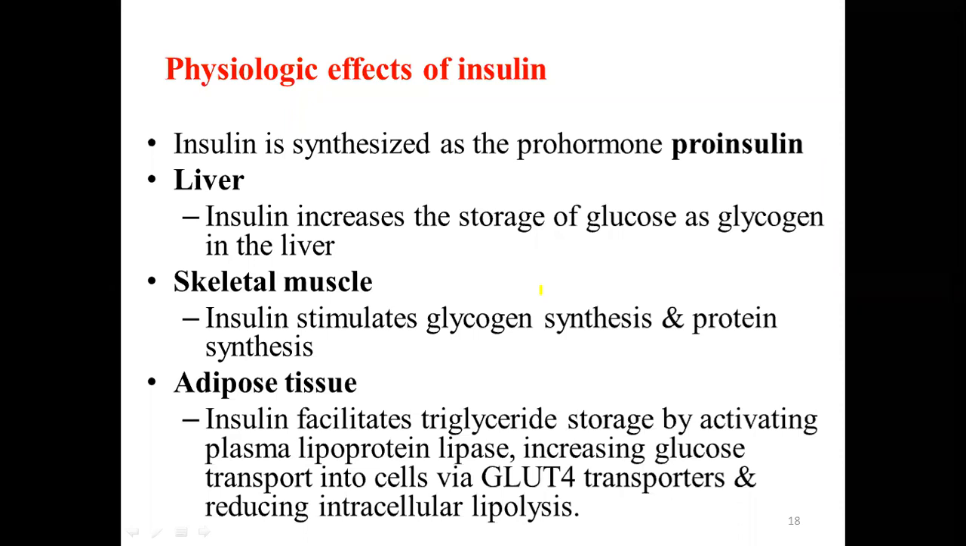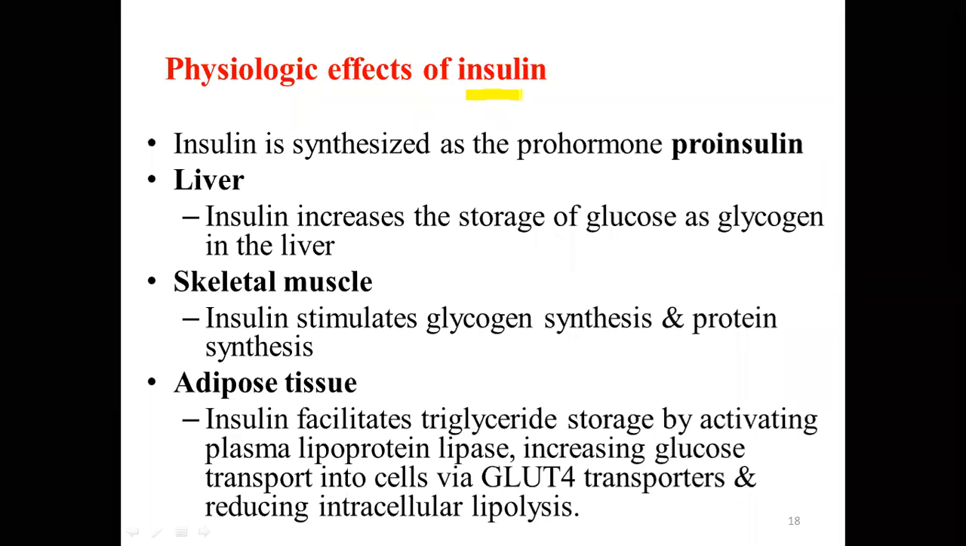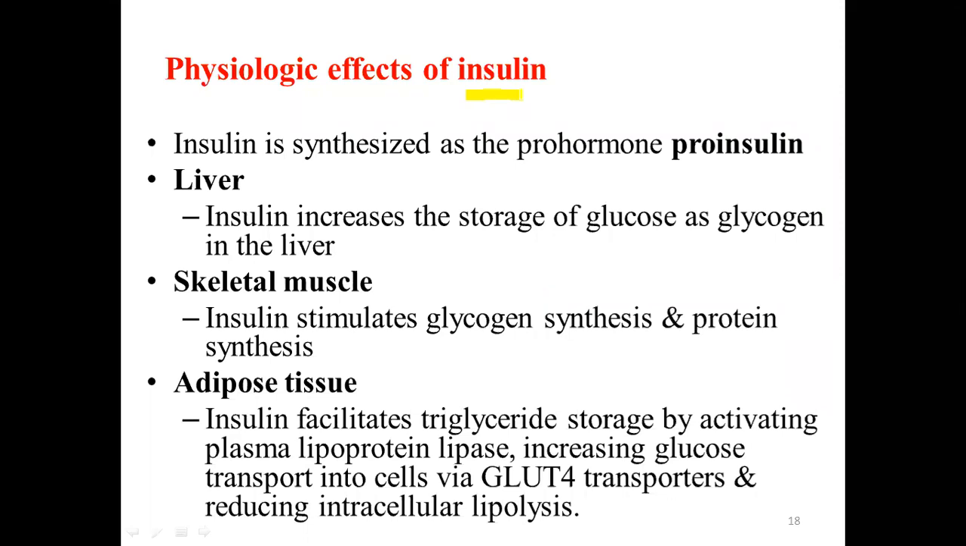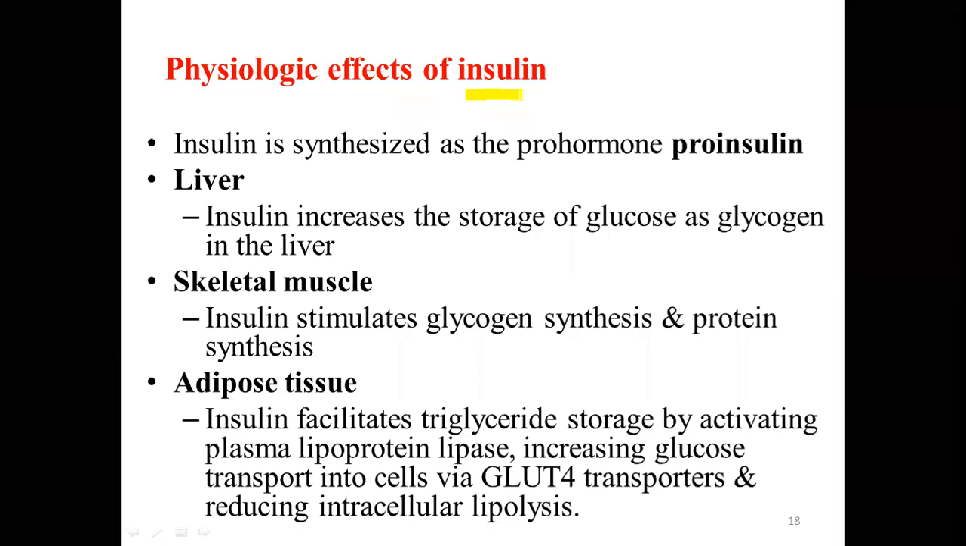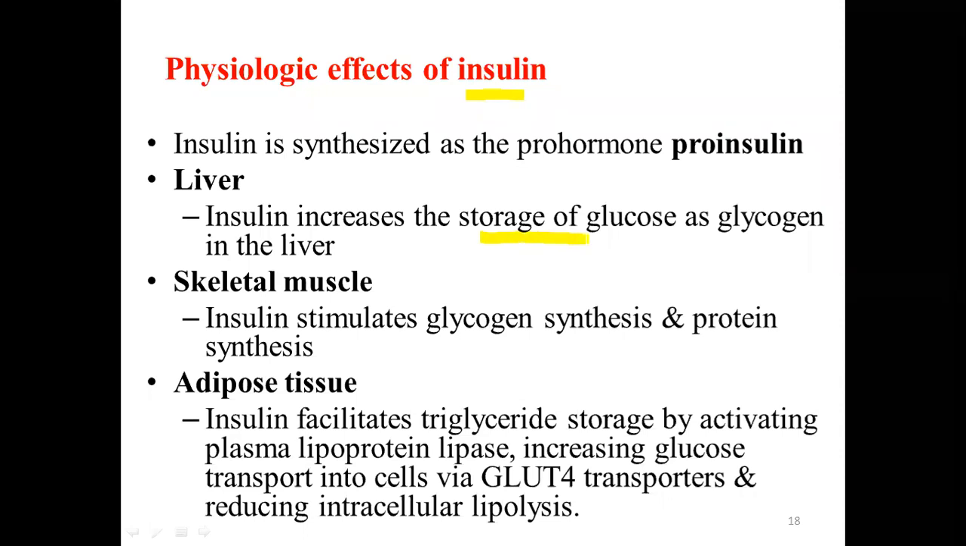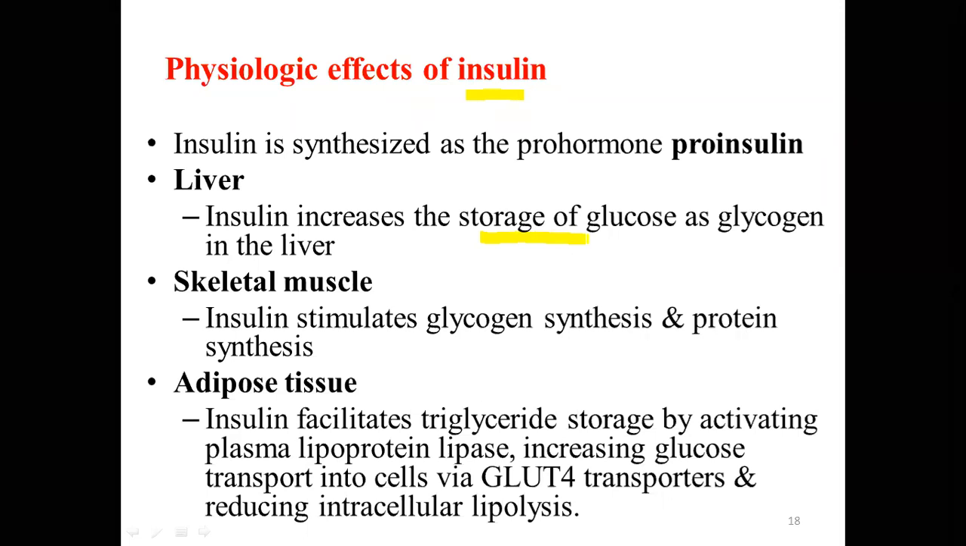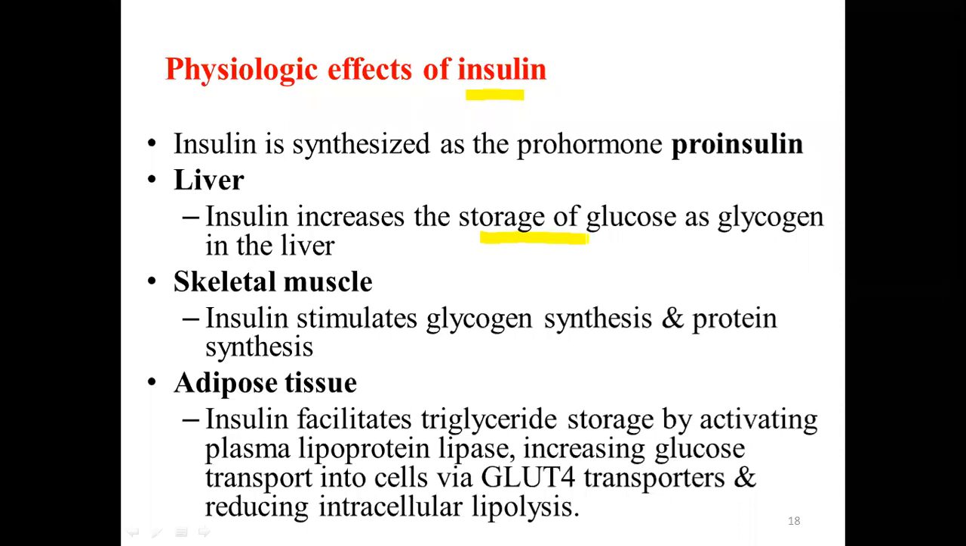So remember, insulin is a very important hormone, which is secreted from the beta cells of the pancreas. It has several effects depending on the organ, but mainly on the liver, skeletal muscle, and adipose tissue, where the effect is very significant. In the liver, it promotes the storage of glucose as glycogen. Normally, insulin promotes utilization of glucose. It is a very important hormone for glucose to be utilized as a source of energy.